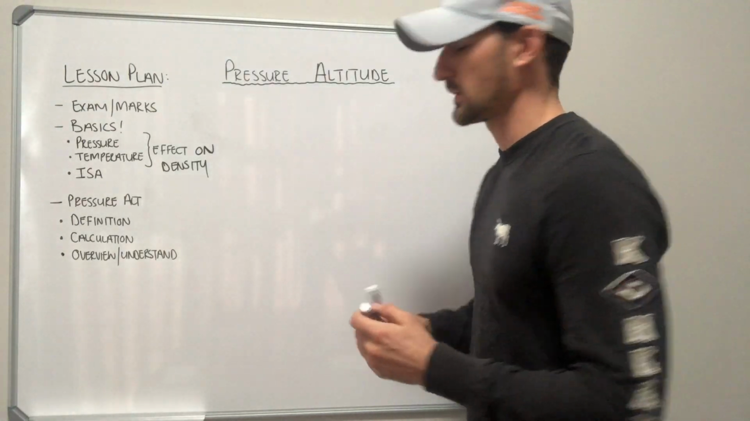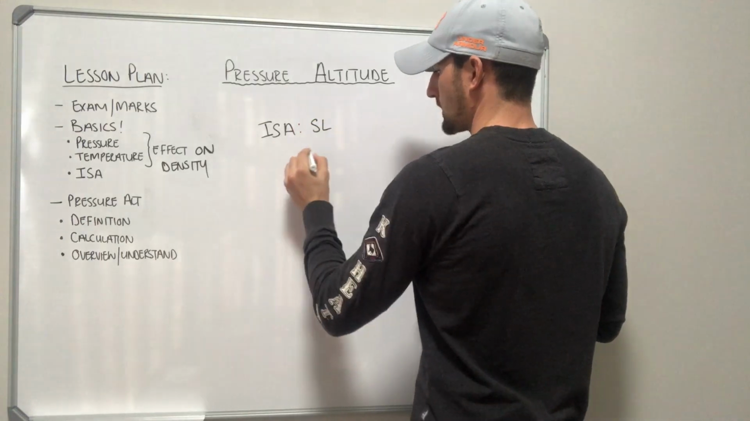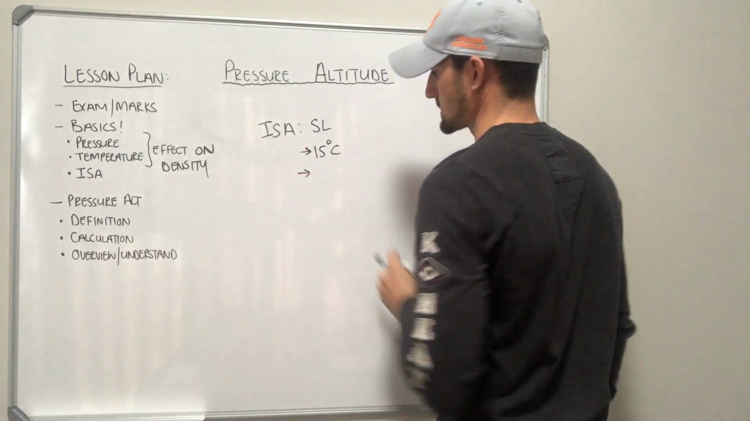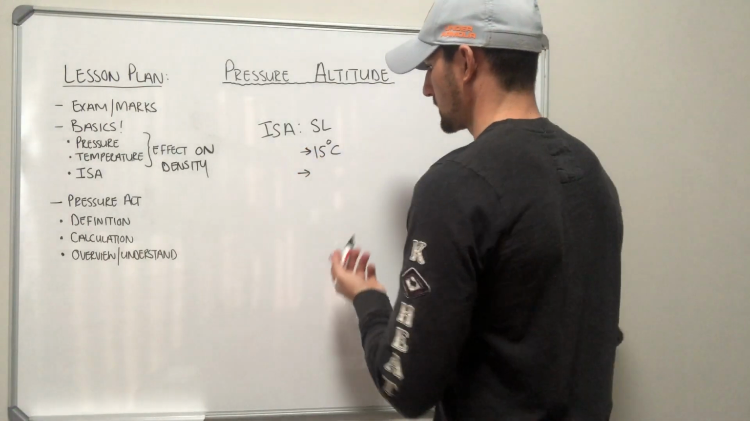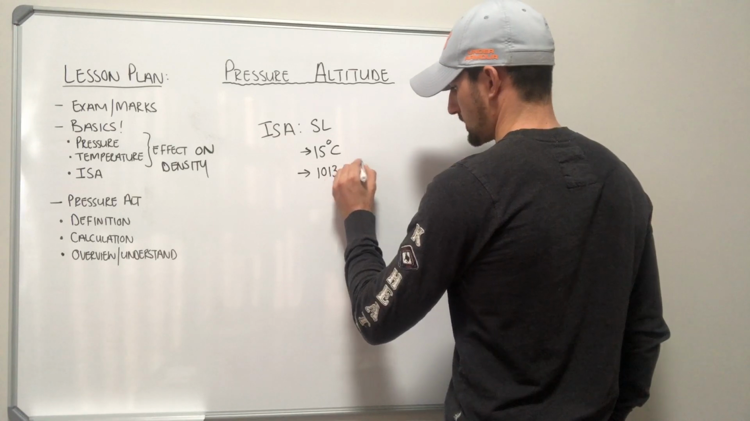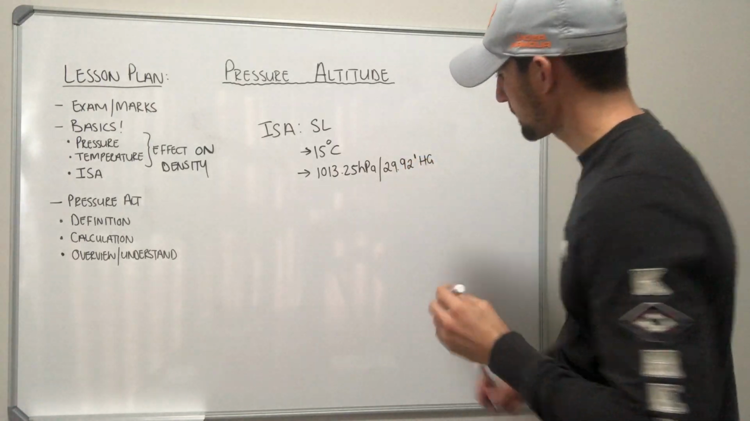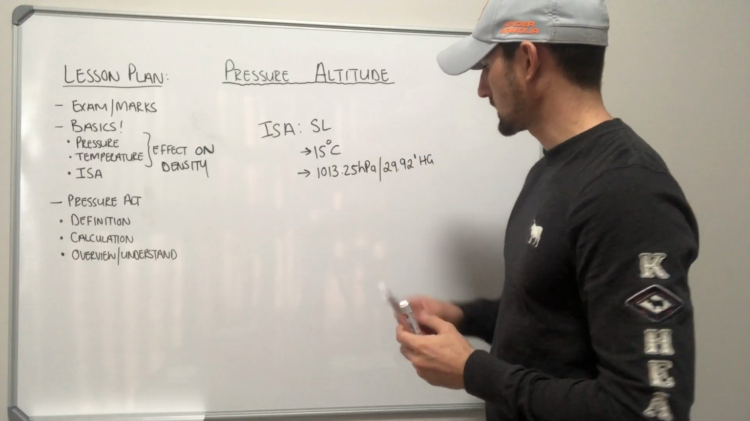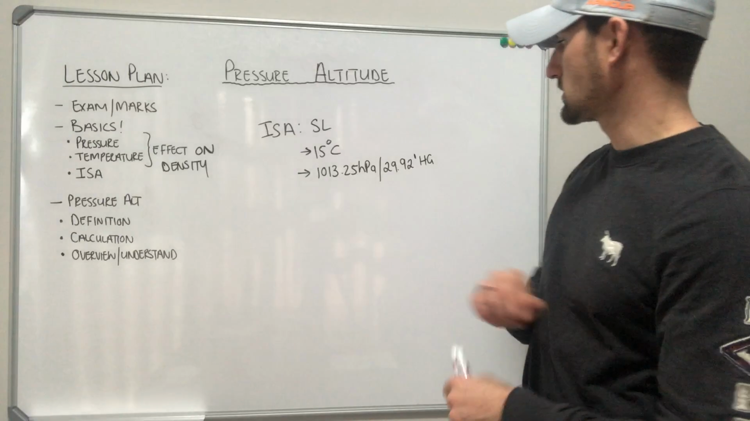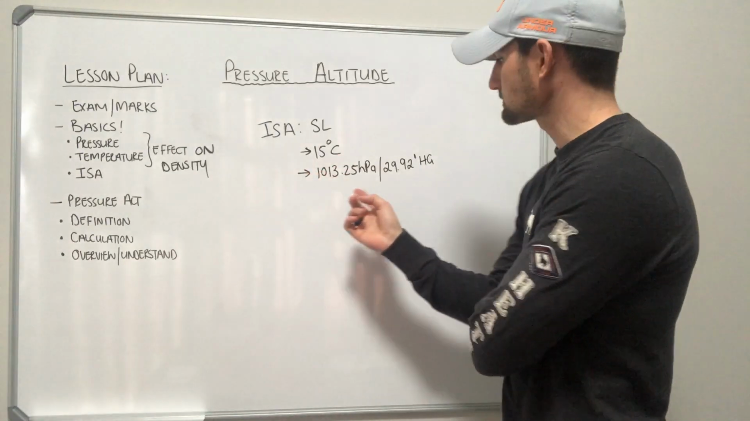So ISA conditions is really important for the exams, and ISA conditions are the following. It states that at sea level you have 15 degrees Celsius. This is the ideal condition for temperature, and the pressure at sea level is 1013.25 hectopascals or 29.92 inches of mercury. Now in South Africa we work with hectopascals, in the States they work with mercury, right? Our altimeters are calibrated according to hectopascals. In the States you fly with inches of mercury. So this is the standard pressure that ISA states it should be at sea level.